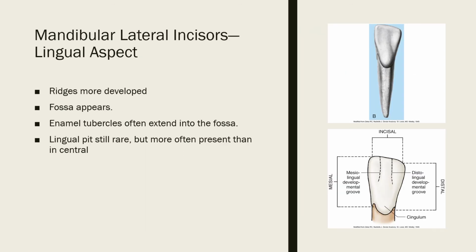On the mandibular lateral incisors, the lingual aspect, the ridges are more developed. Still not quite as developed as the maxillary, but you can see here's the mesial marginal ridge, here's our distal marginal ridge. The fossa is going to appear more in here, and that's all in this area. Enamel tubercles often extend into the fossa, so you might get a tubercle right here. And a lingual pit is very rare, but more often present on the lateral than it would be on the central.